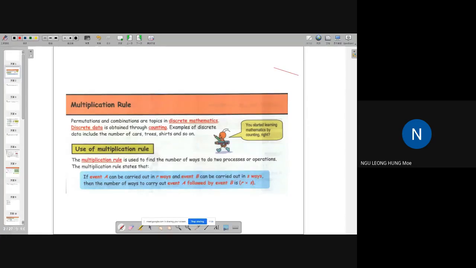Azit, Jen, Chetai, any problem before we start the new chapter?